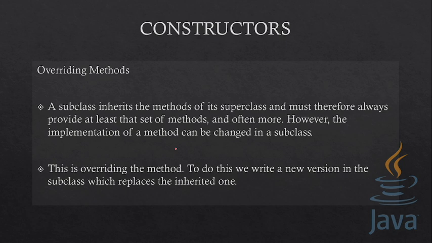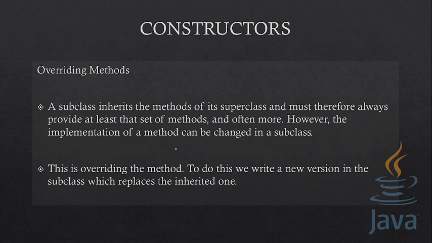Okay. So let's move on to overriding methods. A subclass inherits the methods of its superclass and must therefore always provide at least that set of methods, and often more. However, the implementation of a method can be changed in a subclass. Di ba na-inherit ang subclass?